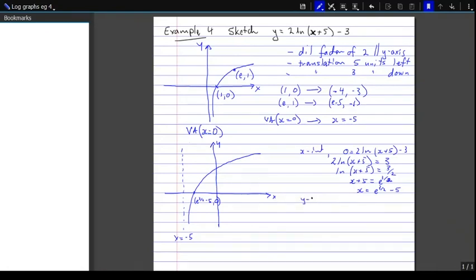And our y-intercept, with x equaling 0, will become y equals 2 times natural log of 5 minus 3. And then we'll mark that in with that exact value. Now that's enough, okay? We've got enough points there. We've got our asymptote, we have our x and our y intercepts, and we could, if we wanted, put in those other points that we have, but it's unnecessary. We have enough on there.